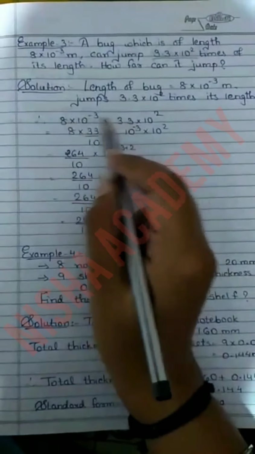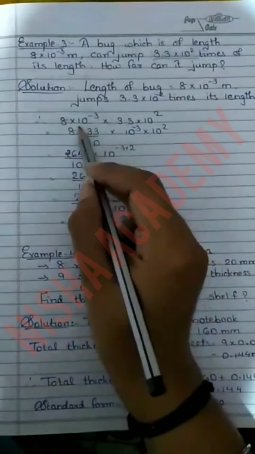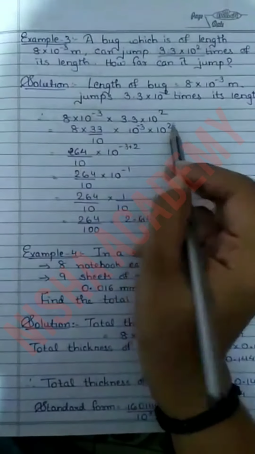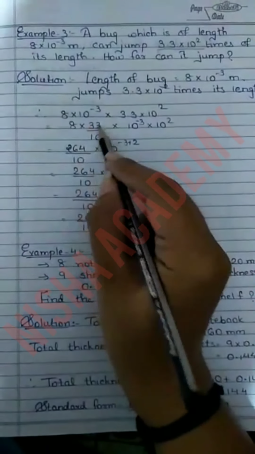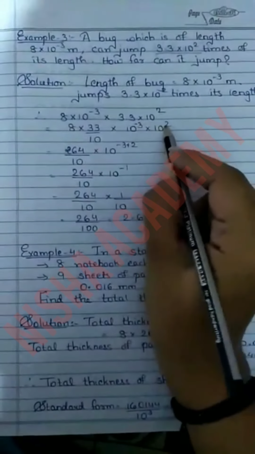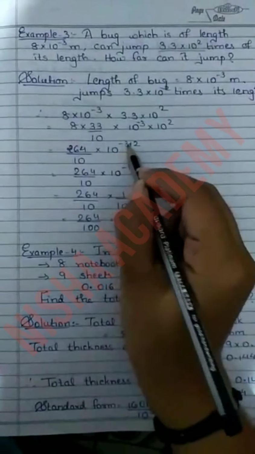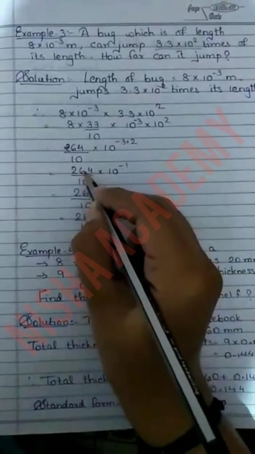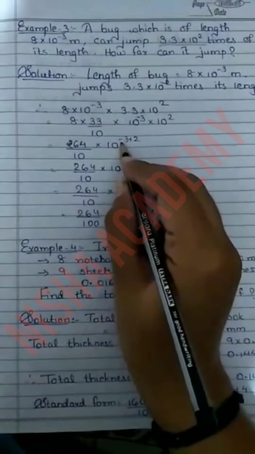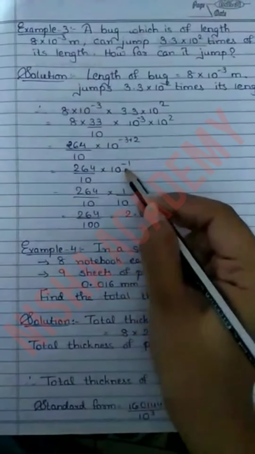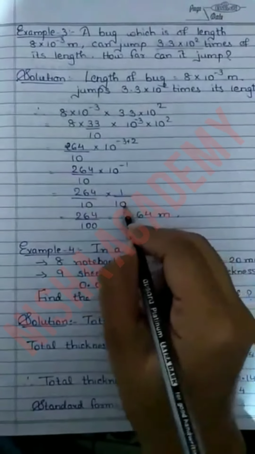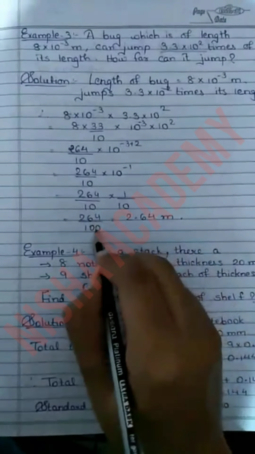Now firstly interchange like terms. So it will be 8 into 33 upon 10 multiplied by 10 raised to minus 3 into 10 raised to 2. So now multiply 8 and 33, which is 264 upon 10. Now base is same, there is multiplication, so you have to add the powers. So it will be 10 raised to minus 3 plus 2. So here it will be 264 upon 10 into 10 raised to minus 1, because the greater number's sign is minus. Now to make it positive, just inverse it. So it will be 264 upon 10 into 1 upon 10, which is equal to 264 upon 100.